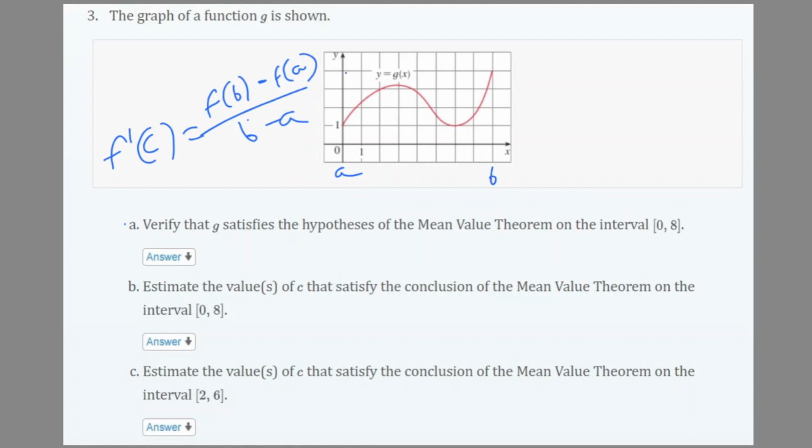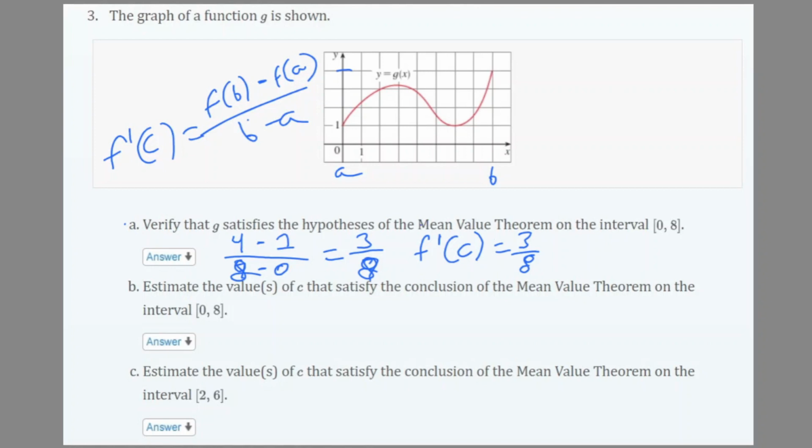So FB is going to be at 1, 2, 3, 4. We're going to have 4 minus FA, which is 1, over, we're going to have 1, 2, 3, 4, 5, 6, 7. 7 minus 0. So if we simplify that, we're going to get 3 over 7, and this is 7. 1, 2, 3, 4, 5, 6, 7, 8. Actually, that's 8. So our f prime of c is going to be 3 over 8.